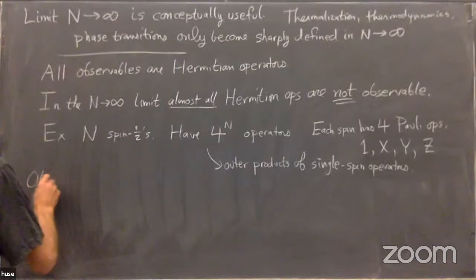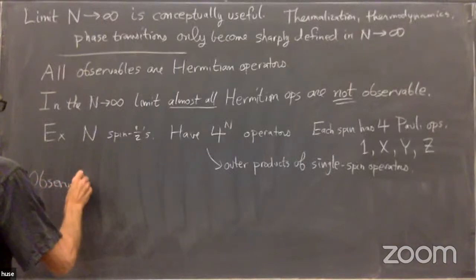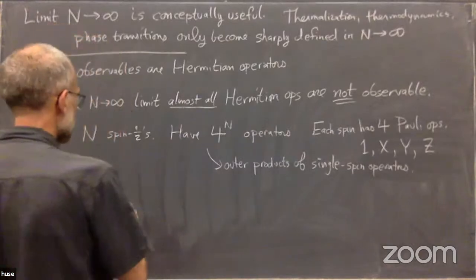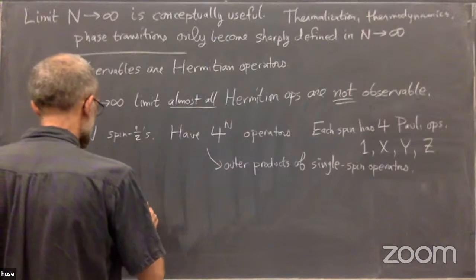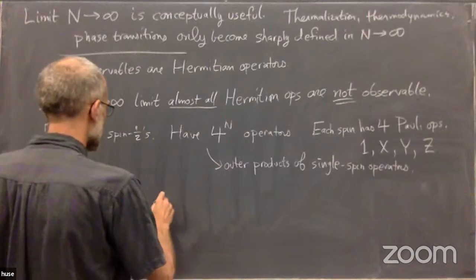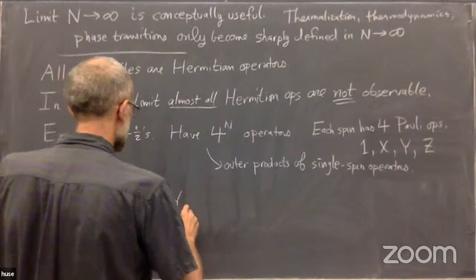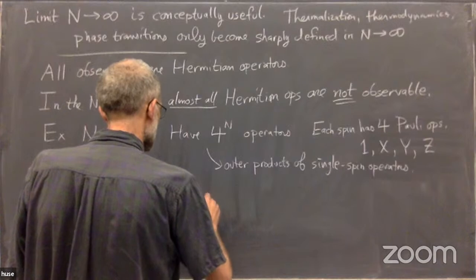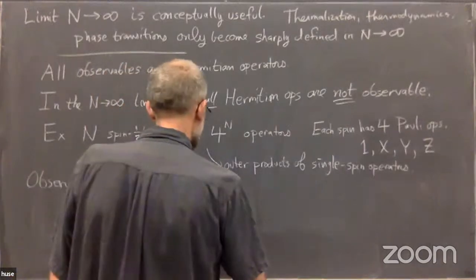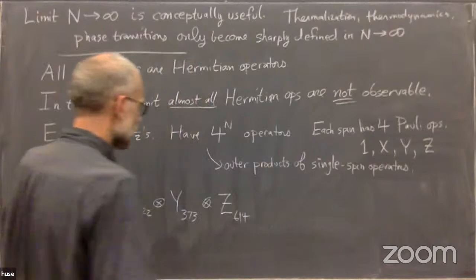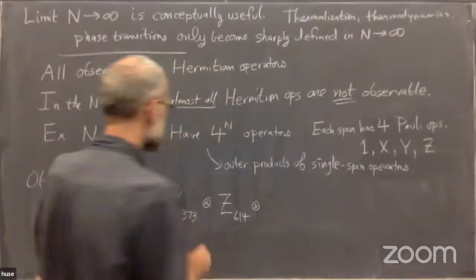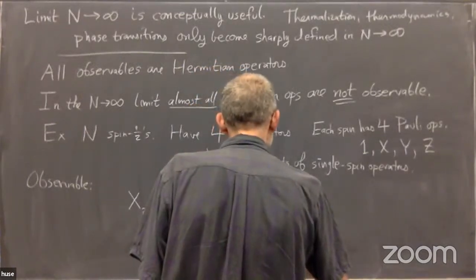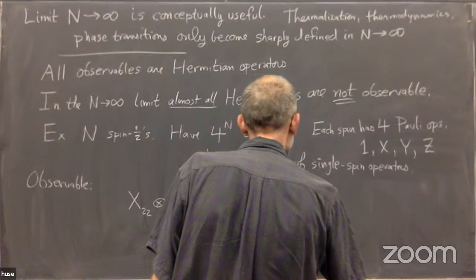So let me just give an example of an observable and just emphasize one point. So for example, we could do the following. If we have n spins, we could take the x Pauli operator on spin 22 and the outer product of that with the y operator on spin 773 times the z operator on spin 614. And then it's important to say times the identity operator on all other spins.